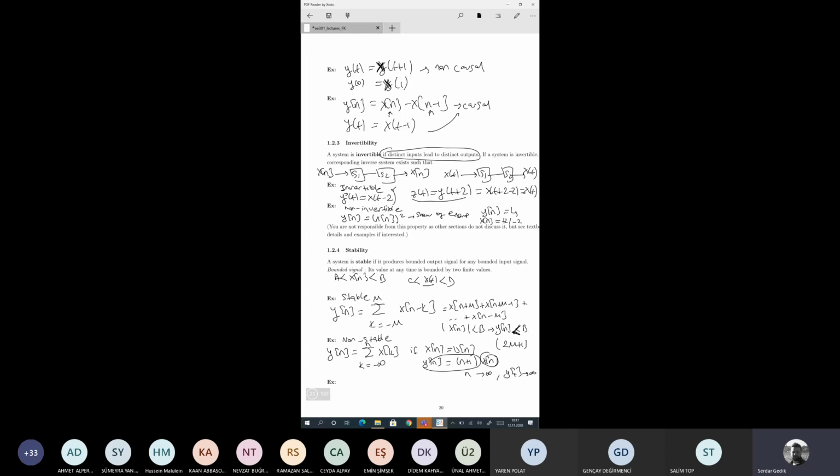As another example, assume that I have y of t equal to x of t squared. If again x of t is bounded by b, then y of t is bounded by b squared. So bounded input leads to bounded output. Okay, this is the case.